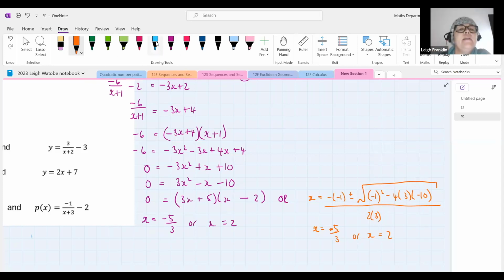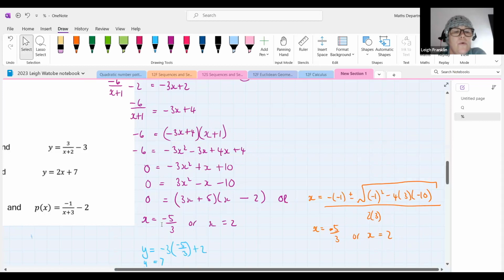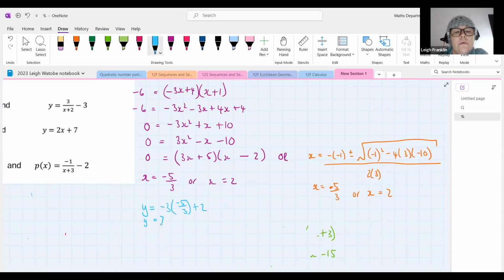And then again, we've got to go and solve for y. So y would be equal to -3 into -5 over 3 plus 2. So that would give you 7. Y would be equal to 7. Or y would be equal to negative 3 into 2 plus 2. So y would be equal to 4.